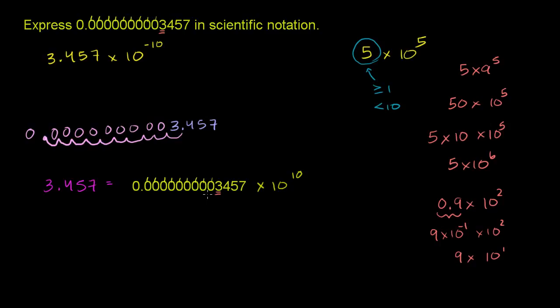So if you wanted to solve for this number, you would multiply both sides of this equation by 10 to the negative 10, or that's the equivalent of dividing by 10 to the 10th. So 10 to the negative 10th times that right there. These cancel out. 10 to the 10th times 10 to the negative 10th is 10 to the 0, or just 1. 10 to the 0th power is just 1. And you get this number being equal to 3.457 times 10 to the negative 10. I just wrote it in a different order over here.